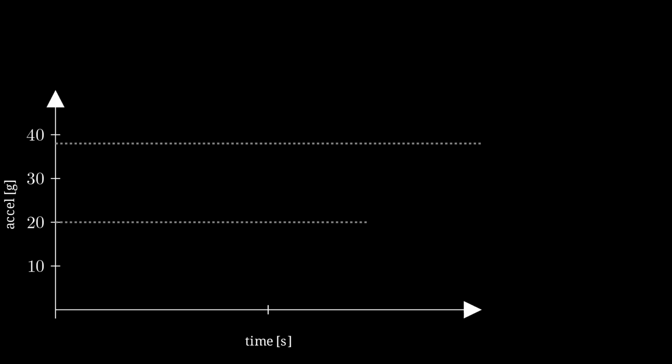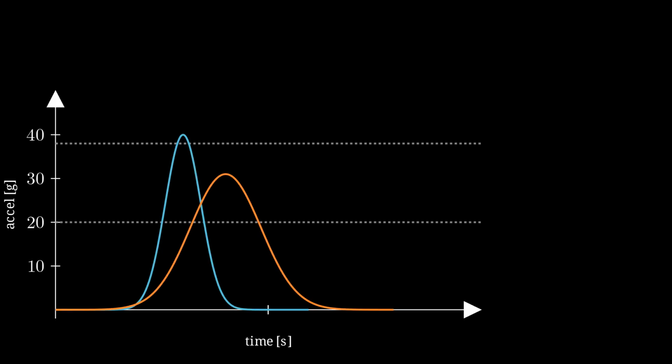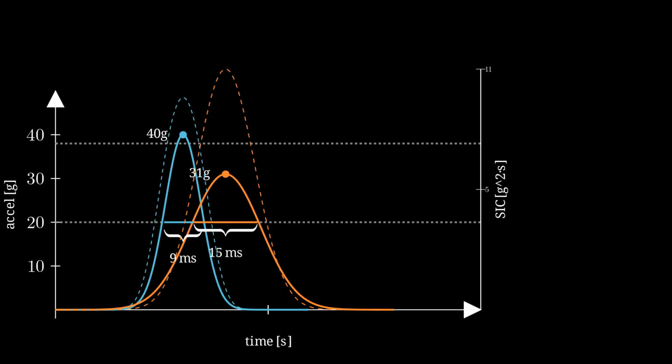If we look back at our two curves, blue and orange, we should now be able to differentiate the worst one. That is the max G and the duration at 20 G, and the dashed lines are the computed SIC curve for each drop. So the orange has a higher SIC, and the orange loses. In this case, the additional duration is more damaging than the extra max G.